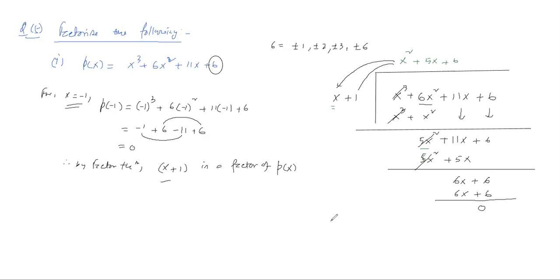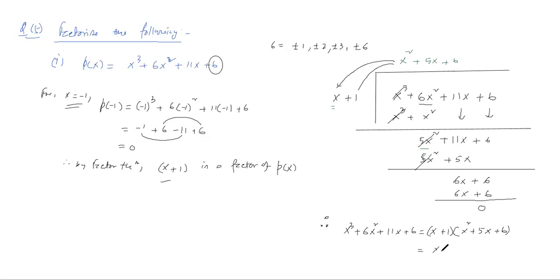Yes, sir. After that, what will we write? Therefore, I'll write dividend equal to divisor into quotient. This time I'll not write that particular line, I'll write directly. Therefore, dividend. What is the dividend? It is x cube plus 6x square plus 11x plus 6, which will be equal to divisor into quotient. This is the quotient. There's no use writing the remainder.